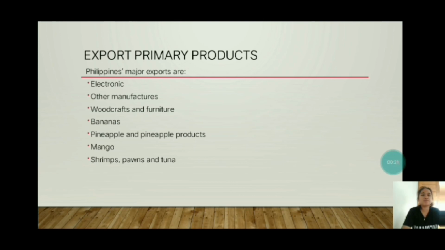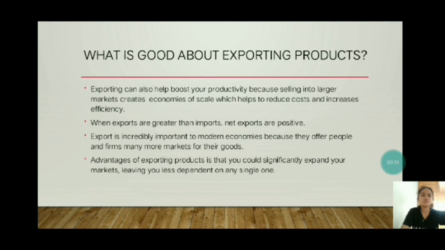So the Philippine major exports are, the first is electronics, which is 42% of exports to other countries, and other manufactures at 10%, and wood crafts and furniture at 6%, and the bananas, the pineapple and pineapple products are among the main export products. Also the mango, the shrimps, prawns and tuna.